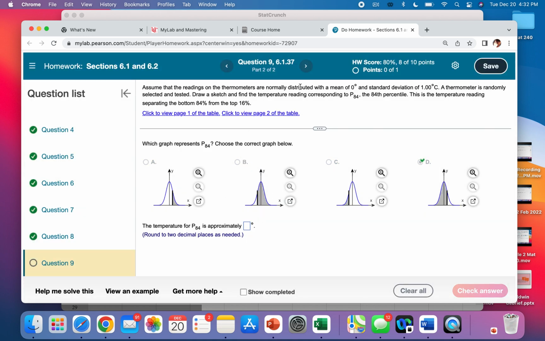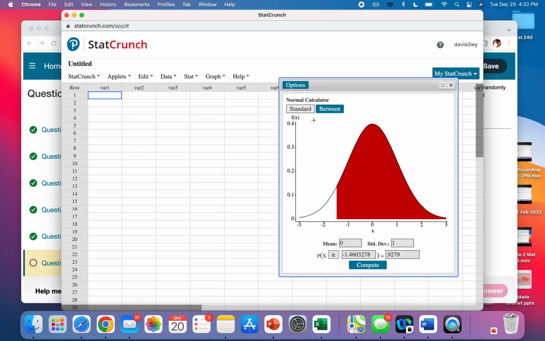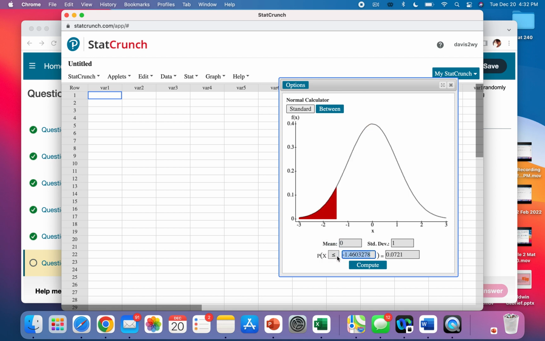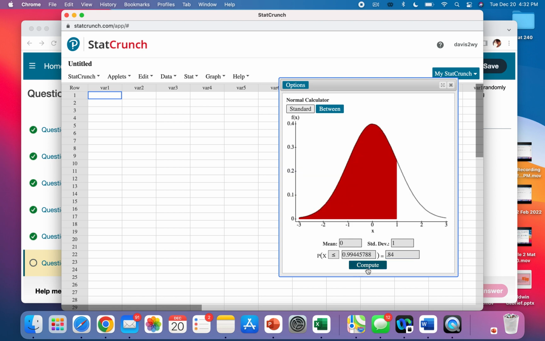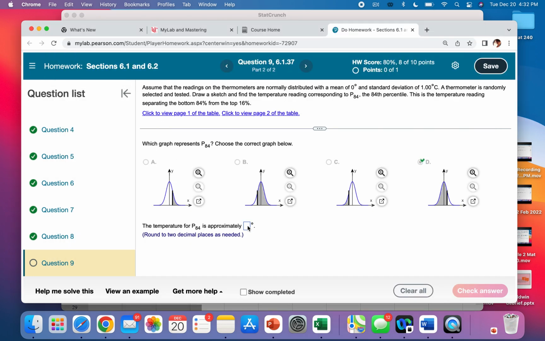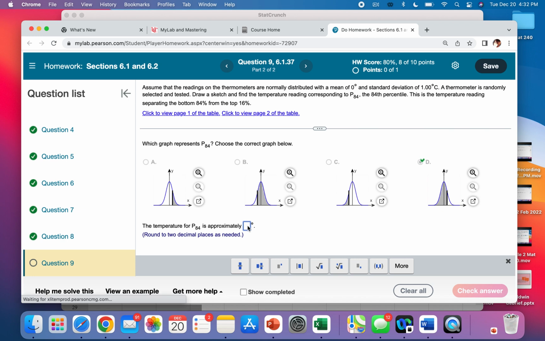Okay, go to StatCrunch. All right, we need the area to the left, so change it to less than. And we need the area to be 0.84. So that tells me 0.99 right here is my Z. Okay, Z is just a special X where the mean and standard deviation are set.